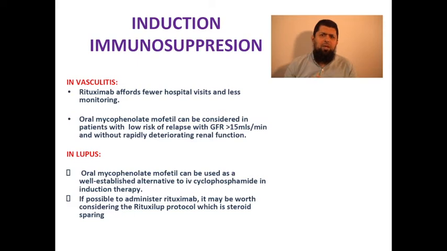What to do if we face patients with newly diagnosed vasculitis or lupus? For vasculitis, rituximab affords fewer hospital visits and less monitoring. Oral mycophenolate mofetil, MMF, can be considered in special patients who are low risk for relapse with GFR more than 15 ml per minute and without rapidly deteriorating renal function. In lupus, oral MMF can be used as a well-established alternative to IV cyclophosphamide, which carries high risk for infection, and if possible, administer rituximab. It may be worth considering the rituximab loop protocol, which is steroid sparing.